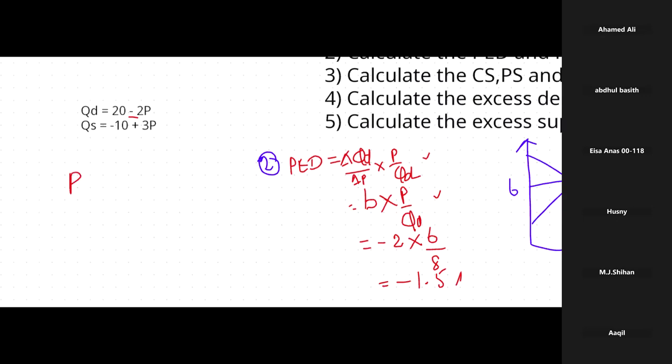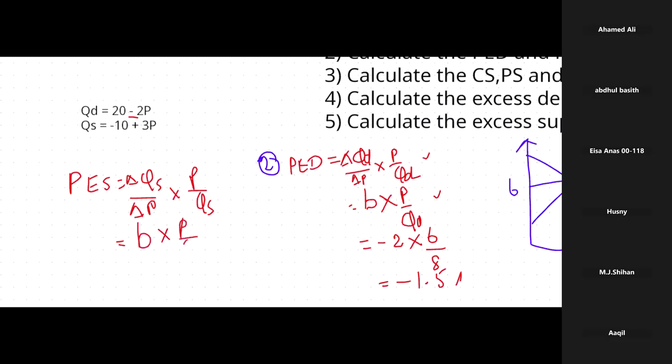Then when you come to the PES, delta QS over delta P into P over QS. In this also, same like the previous, we are not doing according to the table. Therefore, the delta QS, delta P values are not being revealed. So what we do is, instead of delta QS over delta P, we are writing B. So then the equation is changing to B into P over QS.